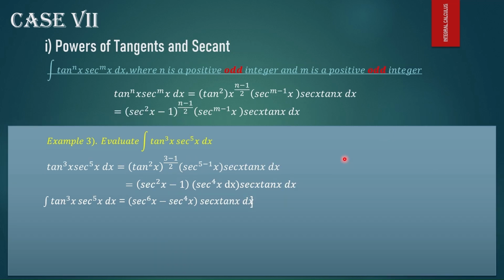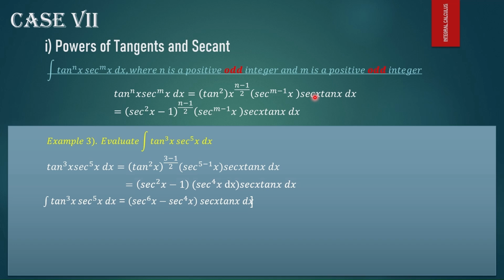We are done with case 6. Let's proceed to case 7, whose condition is somehow different from case 6. So, here, m and n are both odd integers. Given the same integral as in case 6, we have the integral of n power of tan x times m power of secant x, whose exponents are both odd.